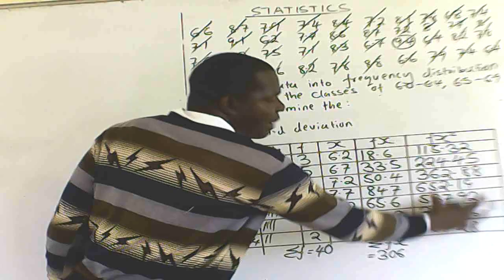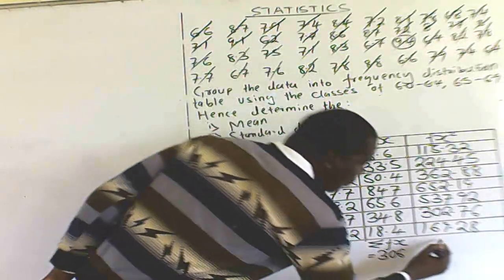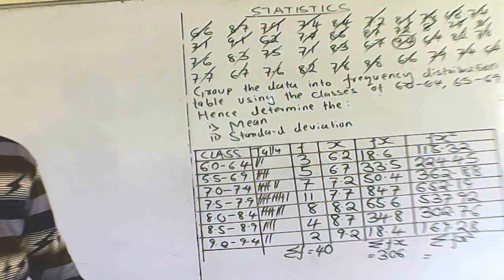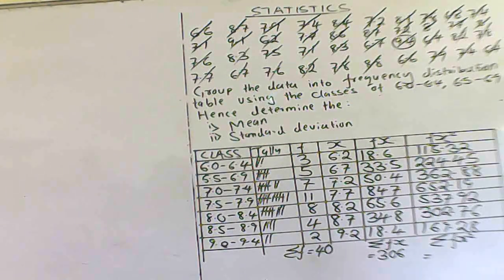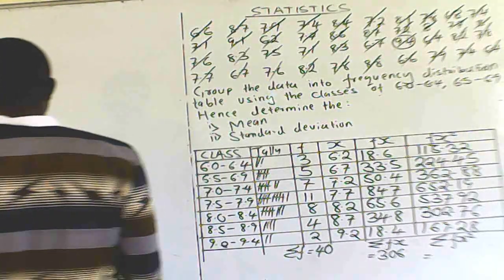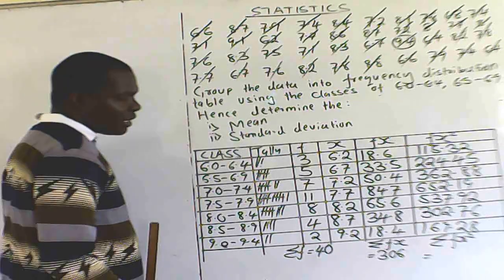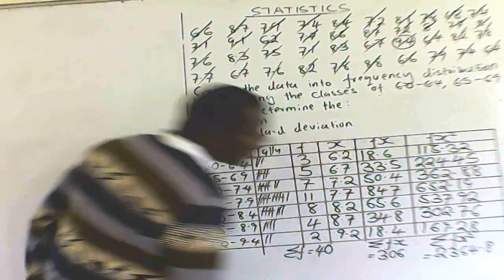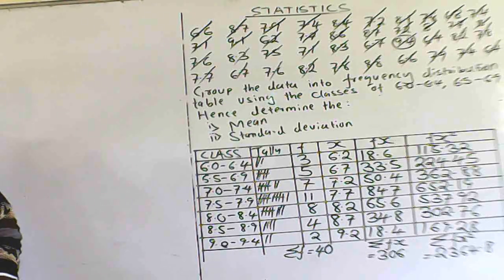Yes, then the next one, we need to sum up all the fx squared, isn't it? So can you sum up all the fx squared? What do you get if you sum up all the fx squared? What do we get? 2364.8. That's just 2364.8, isn't it?